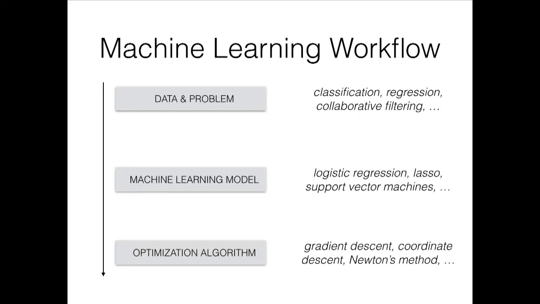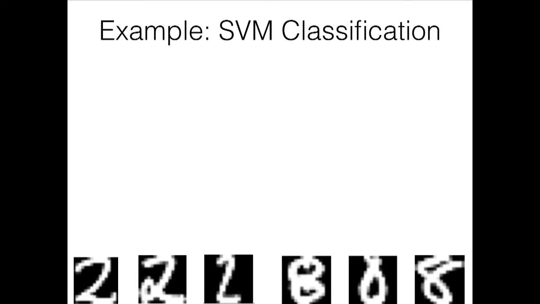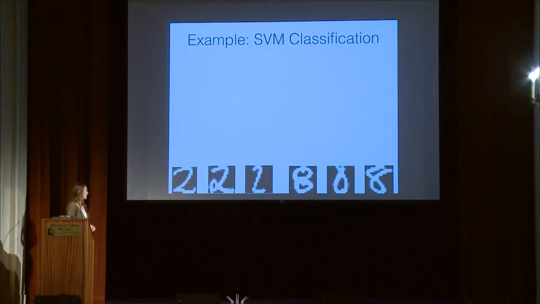Okay, so just to make this very concrete, let me go over an example. So suppose that we'd like to use a support vector machine to solve a classification problem. So say that we have, for example, the MNIST data set, which has been used a lot. This is a data set where we would like to classify these different images based on what digit they are. So for example, we have some 2s on the left versus some 8s.